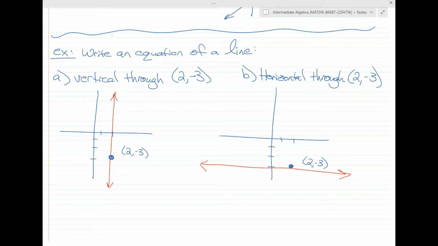Take a shot at that. First one, part A. What would be, say we write vertical? Is it X or Y? X should equal. And if it's horizontal, it's Y is equal to.